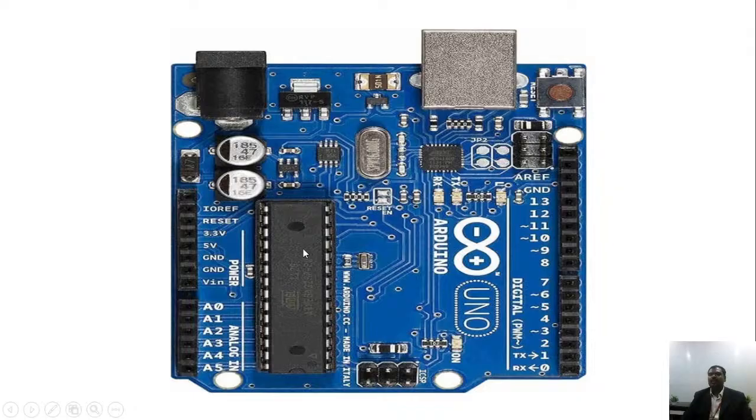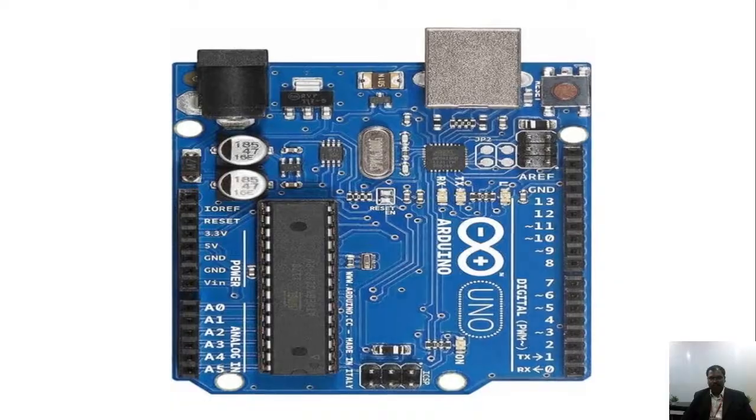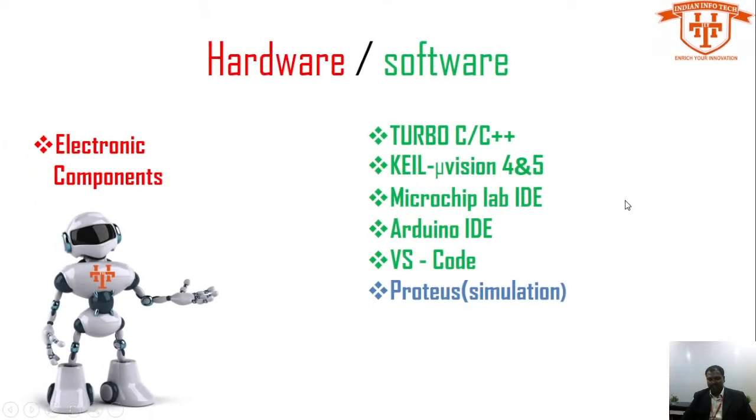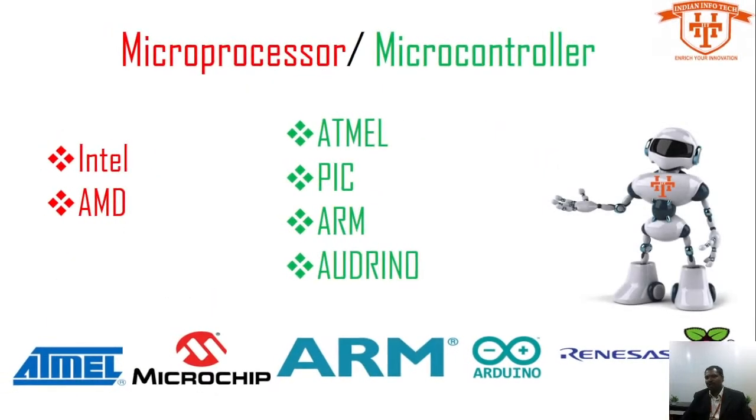What was the name? Atmel 328P, that means ATmega328P. This belongs to the Atmel family. In the previous slide I mentioned this family. Actually, Arduino is nothing but a board. It is a student development board, so it is not a microcontroller. Everyone thinks Arduino is a microcontroller, but it is not. We are using this ATmega328P IC, and that IC belongs to the Atmel microcontroller family.